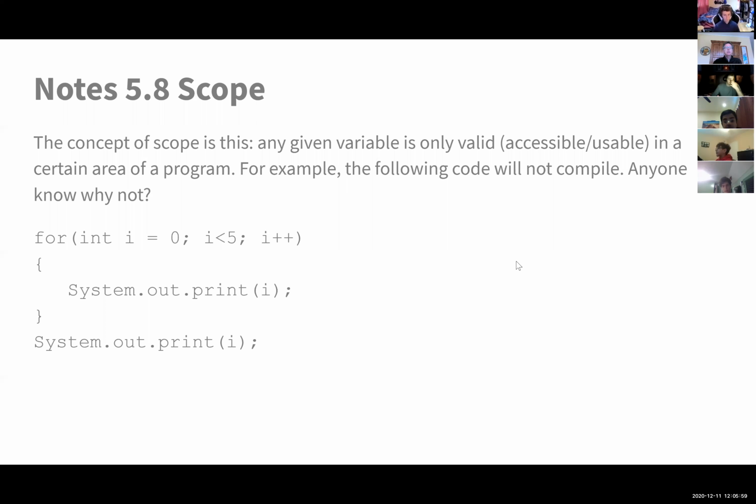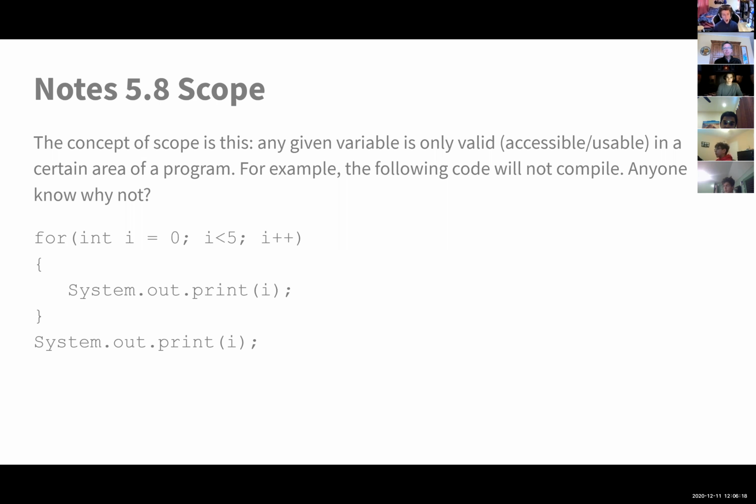Not a big deal. But here it is. Any given variable is only valid in a particular area of the program. And in programming, that concept is called scope. All right. So for example, this code that I'm showing you here won't compile.